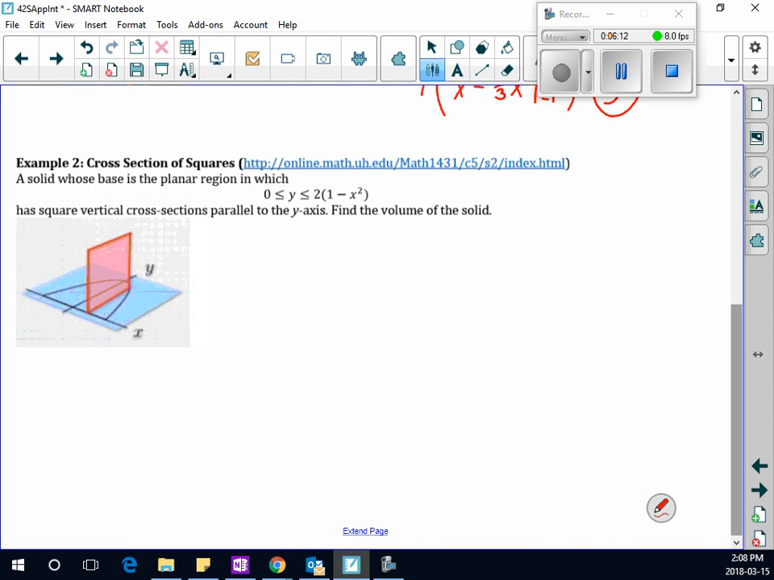Okay, so now we're doing a cross section of squares. Same thing, square. But this time it is a parabola. So we have a parabola. It's nicely drawn for you. And we are stacking these squares. Okay, so can anybody tell me some information about this?